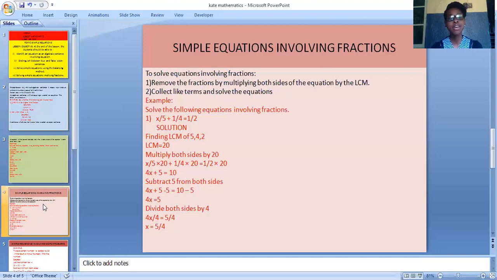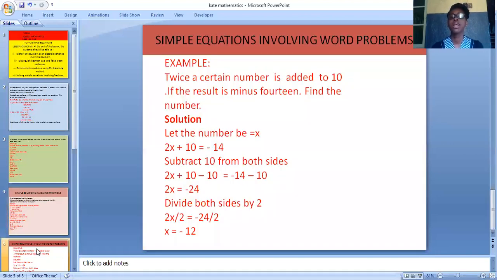So the next method is using word problem to solve simple equation, where the equation comes in form of words for you to interpret it and bring it back to a simple word equation. Simple equations involving word problems.